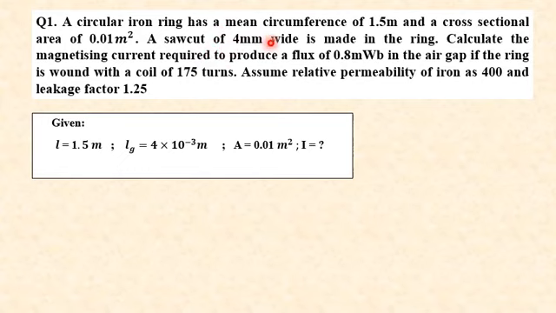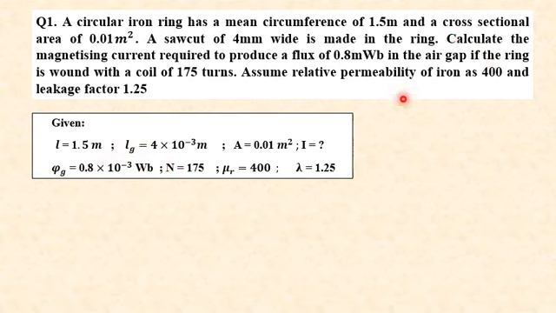So the length of the air gap is given as 4 mm, that is Lg equal to 4 into 10 raised to minus 3 meters. Calculate the magnetizing current required. So we have to calculate the value of I to produce a flux of 0.8 milliweber in the air gap. So here the air gap flux, that is phi g, is given as 0.8 milliweber or 0.8 into 10 raised to minus 3 Weber.